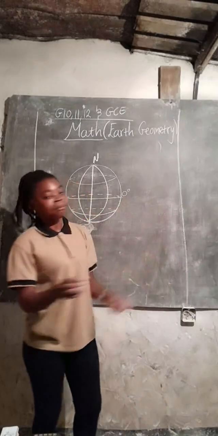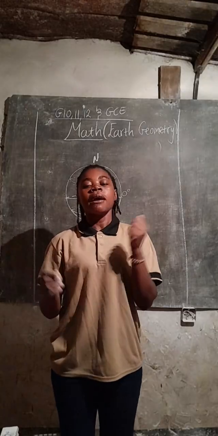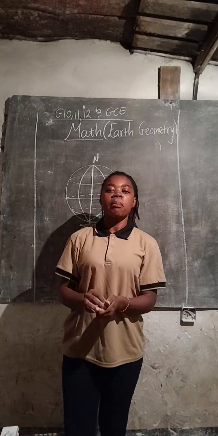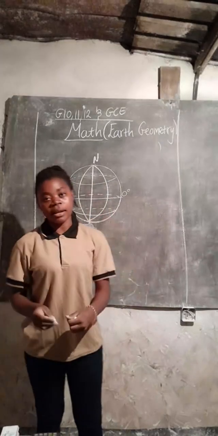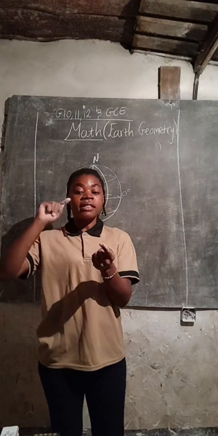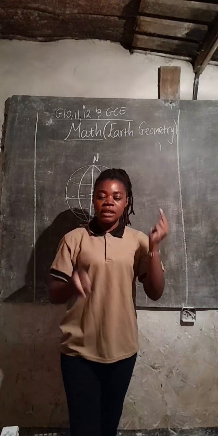Now we're saying, apart from finding the difference, the examiner also needs you to know how to locate points on the surface of the Earth. So you need to know how to locate points, how to find the difference in those points in terms of longitudes and latitudes.